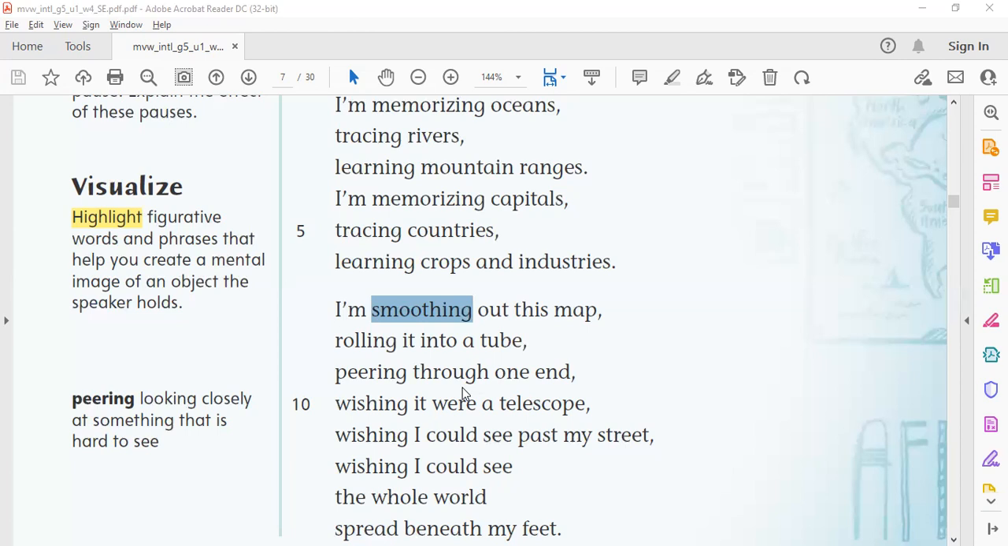And rolling it into a tube, how? Mister, we have the meaning of peering now. What is the meaning of peering? Page 120. Peering, you will find it means to look.